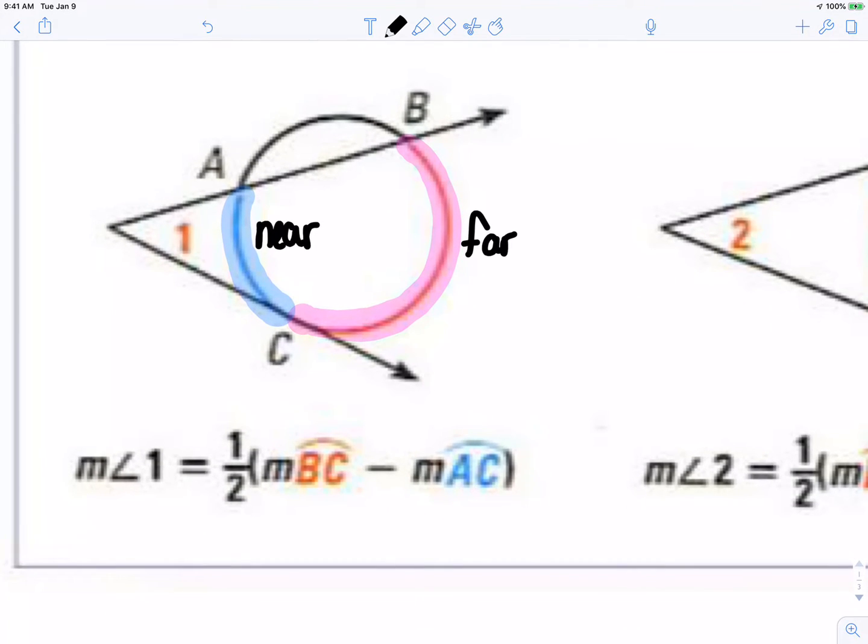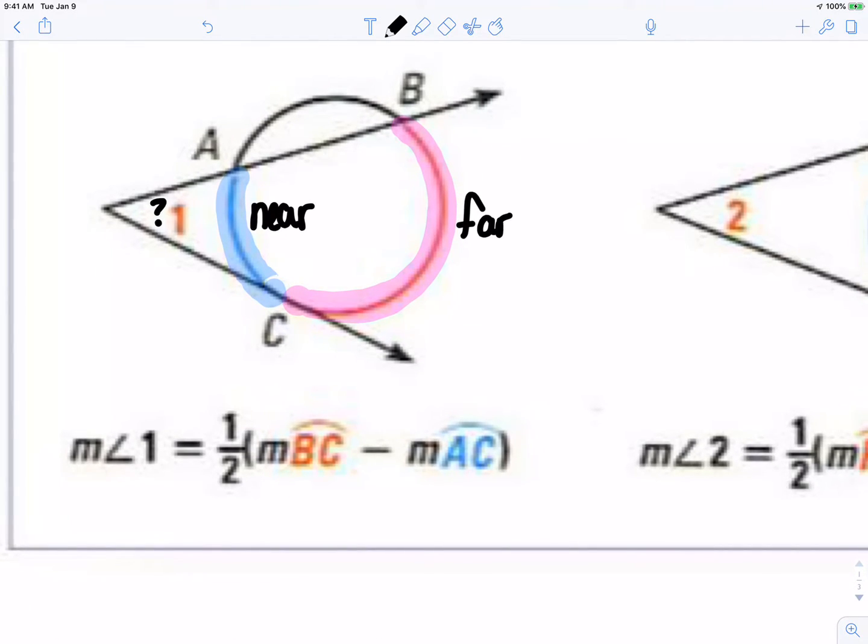And the formula says that if I want to find the measure of this angle right here, I'm going to take half of the difference of the arc BC, so that's the faraway arc, minus the measure of arc AC, that's the nearby arc. So according to this formula, if I want to find the angle, I can do half of the faraway arc minus the nearby arc.